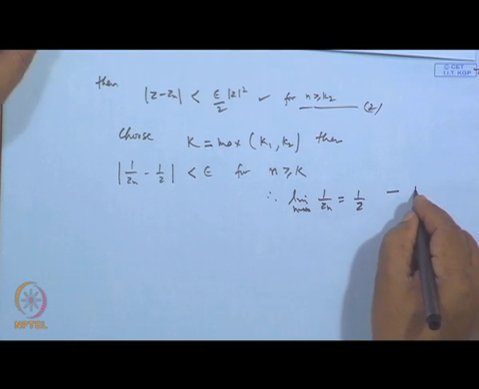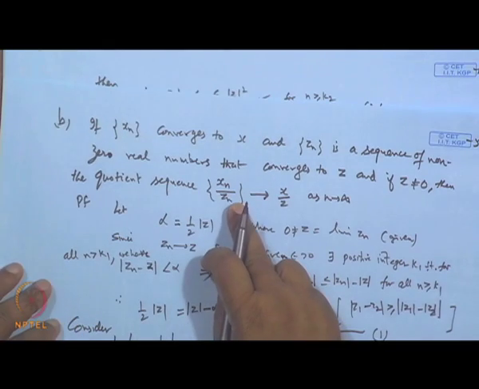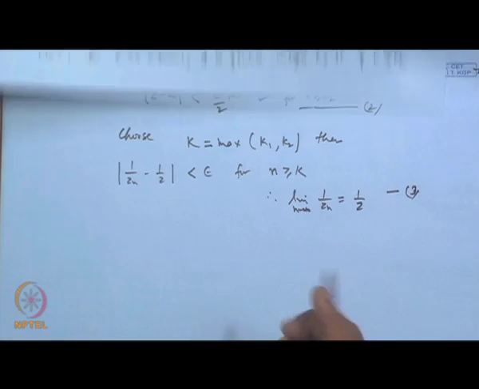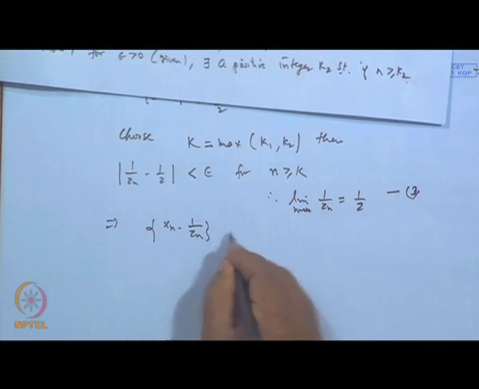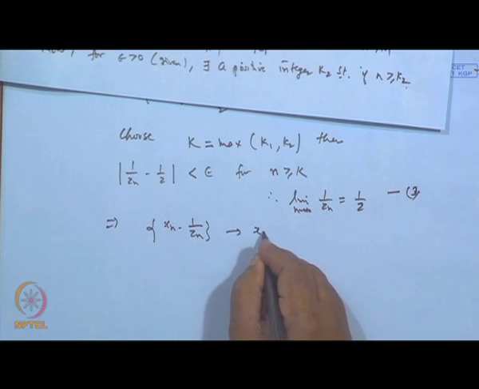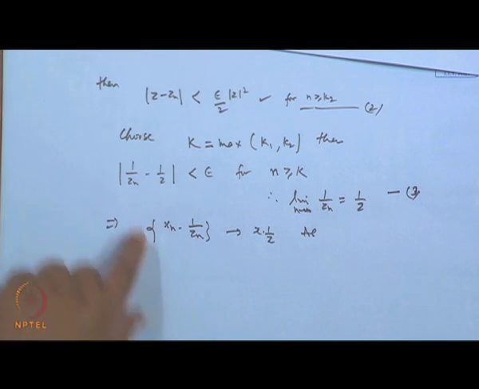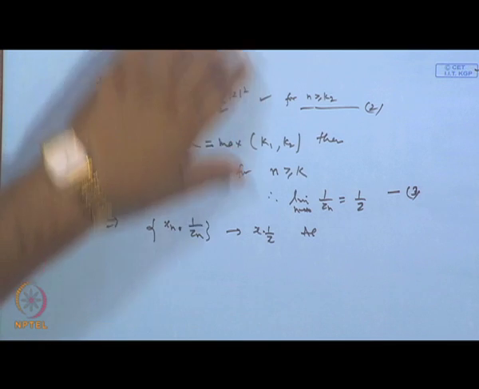Let it be 3. Now, we are interested in xn by Zn. It is as good as xn into 1 by Zn. So, the sequence xn into 1 by Zn will go to x into 1 by z. That is the answer, because it is the product of the two sequences.